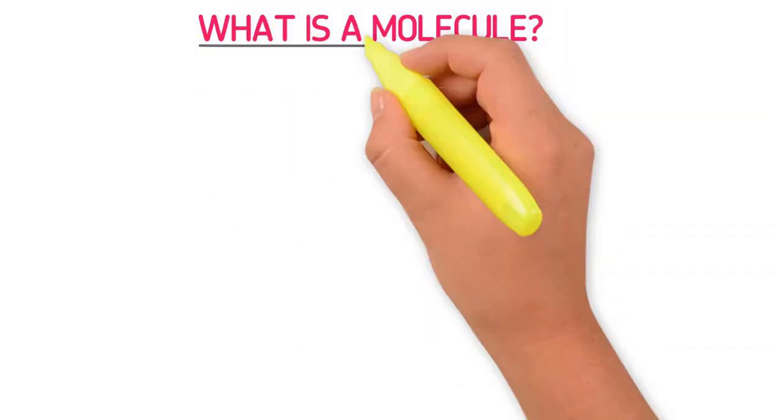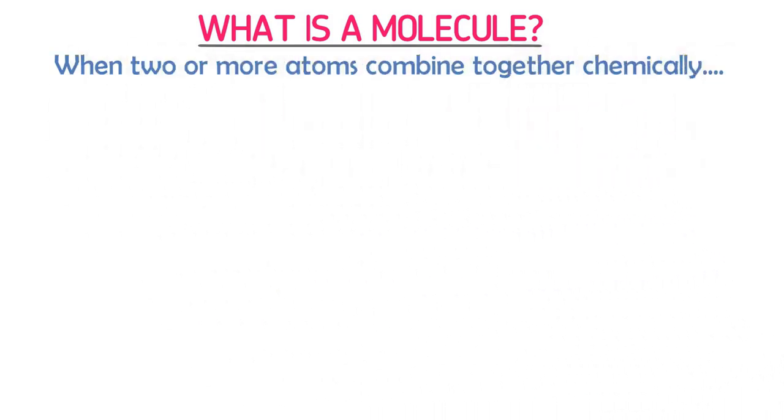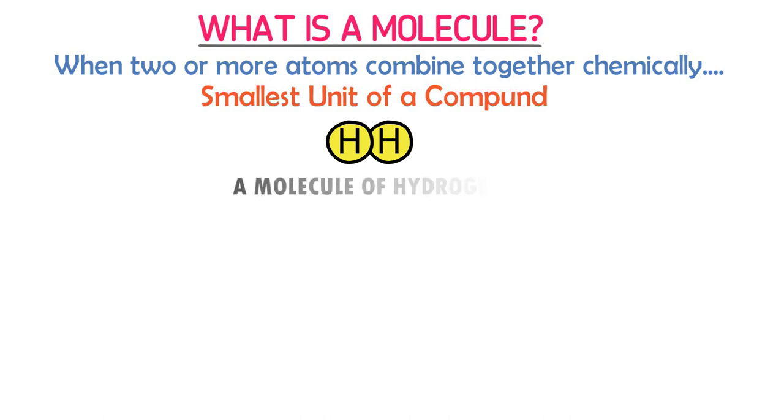Now, what is a molecule? Well, when two or more atoms combine together chemically, we call it a molecule. A molecule is the smallest unit of a compound. For example, consider two hydrogen atoms. When they come together and join chemically, we call this a molecule of hydrogen.